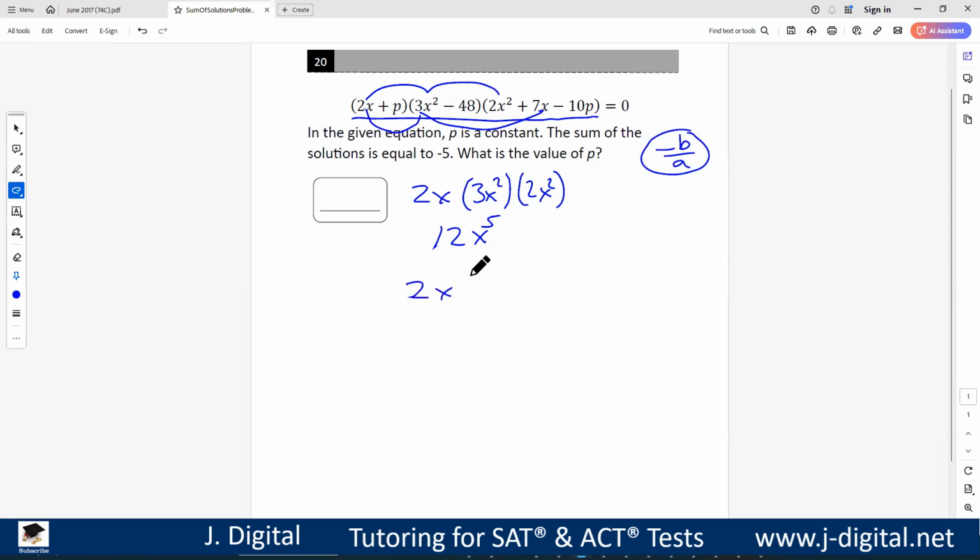So 2x times 3x squared times 7x. That'll give us 42 x to the 4th. Another one to get the x to the 4th could be a p times 3x squared times 2x squared.